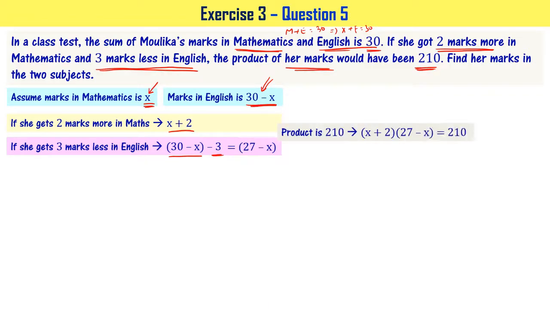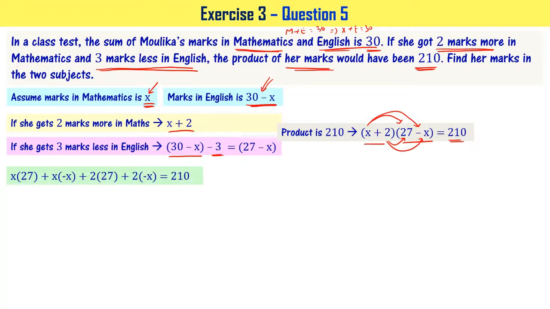When you take the product of these two, that is going to be equal to 210. x plus 2 times 27 minus x equal to 210. This is the equation corresponding to the second statement, right? We have to solve this equation. For that, first let me rearrange this equation in the form of ax square plus bx plus c equal to 0, right? For that, you can start multiplying x times 27, x times minus x, plus 2 times 27, 2 times minus x, that is equal to 210, right?